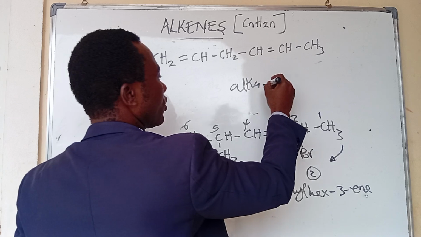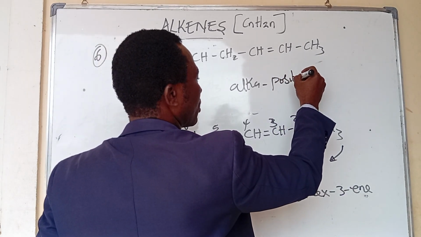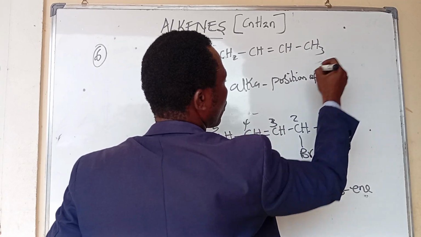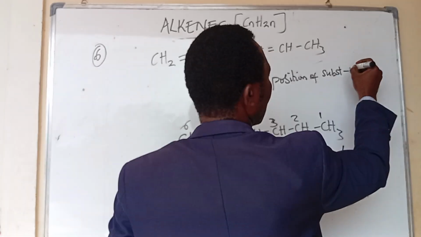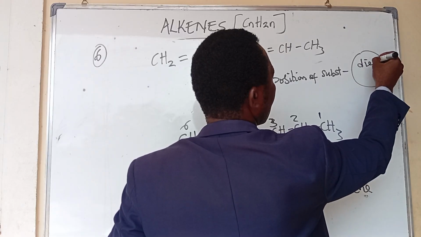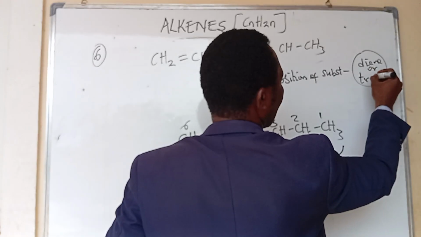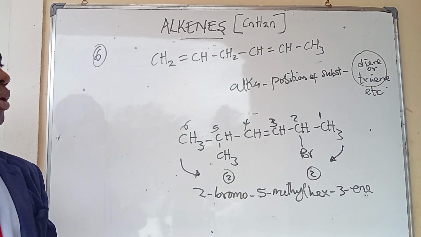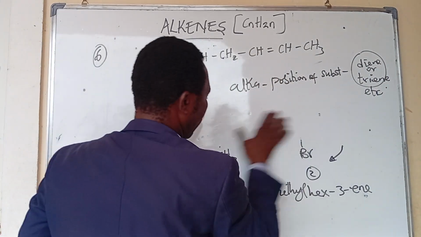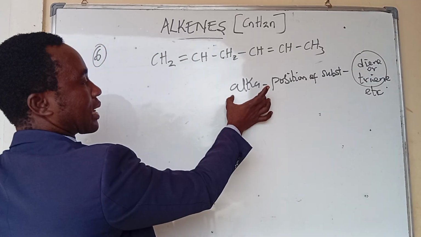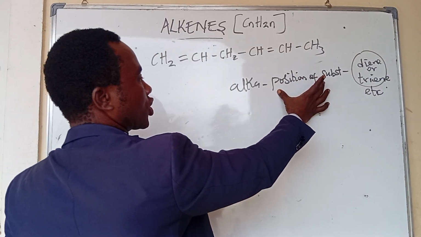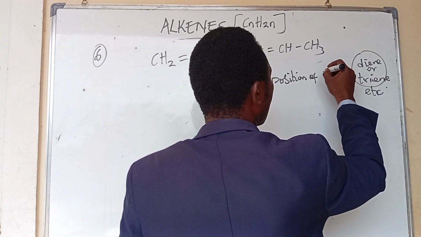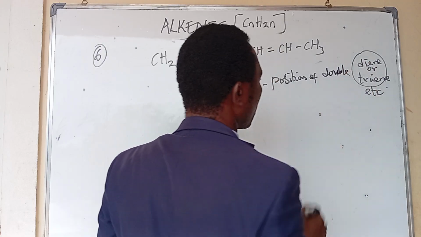Alka. Then you have the position of substituent, if there is any substituent. Then you now use what? Diene or triene, etc., to indicate the number of double bonds. So if there is a substituent, you use alka, then the position of the double bond, not the substituent, the position of the double bond.